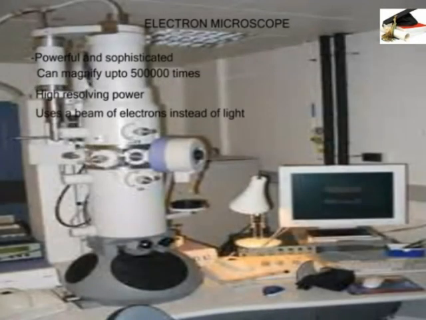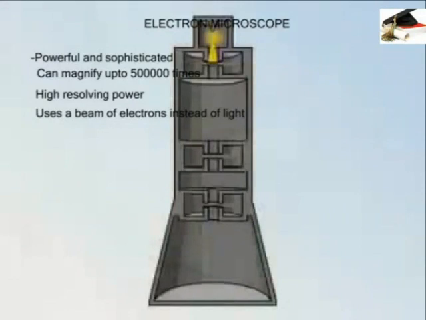The electron microscope. Now, the electron microscope is more powerful and more sophisticated than the light microscope. It has more complicated parts. The electron microscope can magnify up to 500,000 times and has a higher resolving power. The high resolving power of the electron microscope enables it to make out as separate things, objects which lie close to one another. The high resolving power makes the electron microscope an important tool in research.